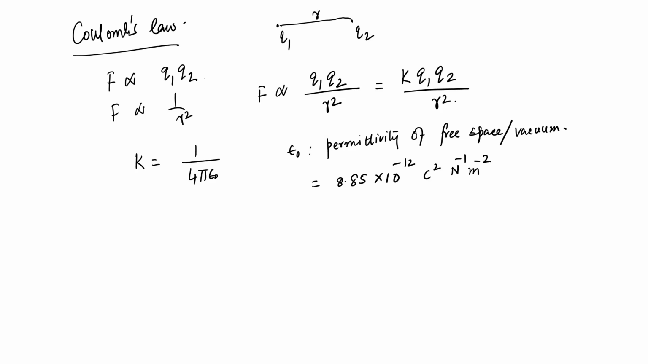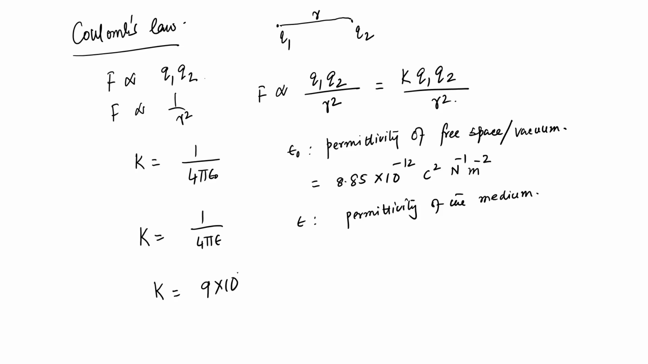In a medium, k will go as 1 by 4 pi epsilon, and this epsilon is the permittivity of the medium. When we say a medium, we usually talk about a dielectric medium. This 1 by 4 pi epsilon 0, or k, is often called Coulomb's constant, and it has a value of 9 into 10 to the power 9 newton meter square per coulomb square, or coulomb to the power minus 2.